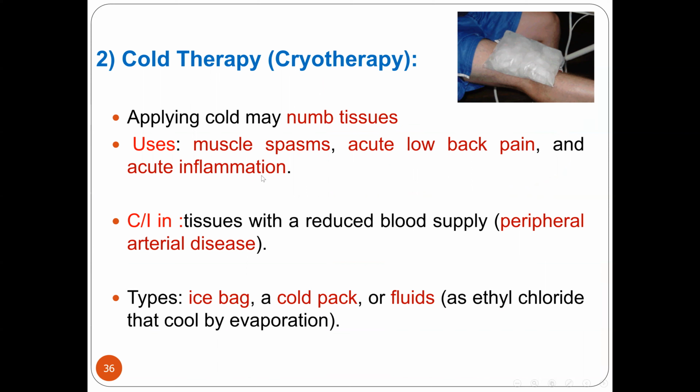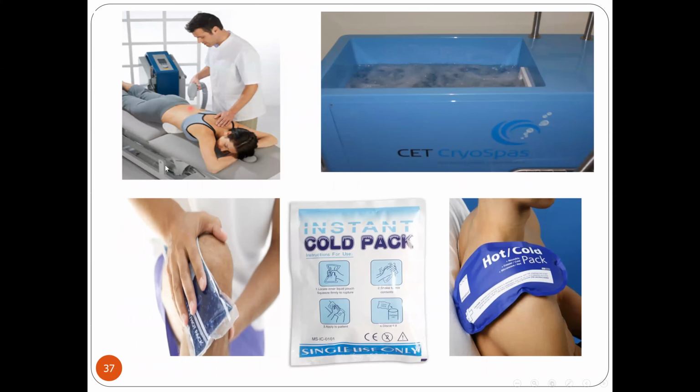Why? Because it decreases this pain and the spasm, and at the same time decreases the edema. What are the main contraindications? The main contraindications are peripheral vascular diseases. What are the types? We have three important types: ice pack, cold pack, and fluid type. These are various types of cold therapy.